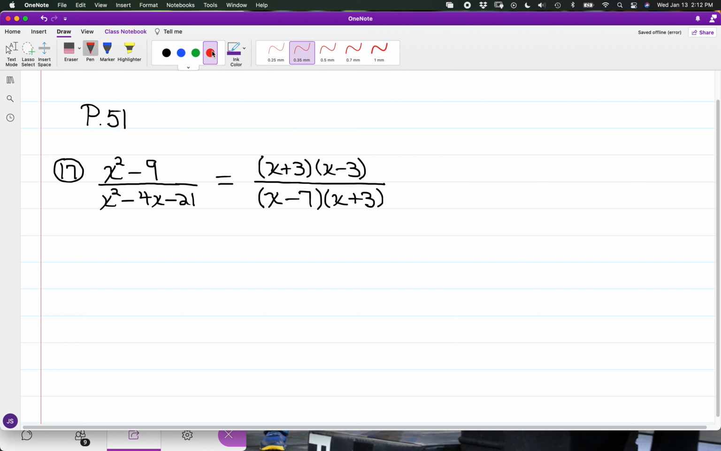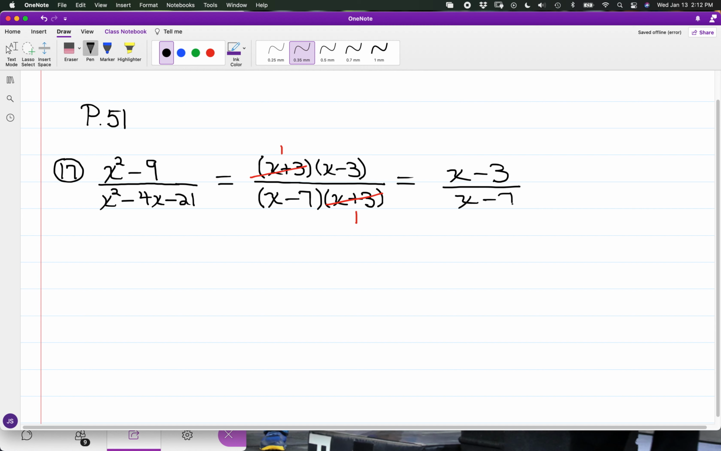If you notice, between the numerator and denominator, we have a common factor of x plus 3, so those cancel out. The simplified form of the original ratio comes out to x minus 3 all over x minus 7.